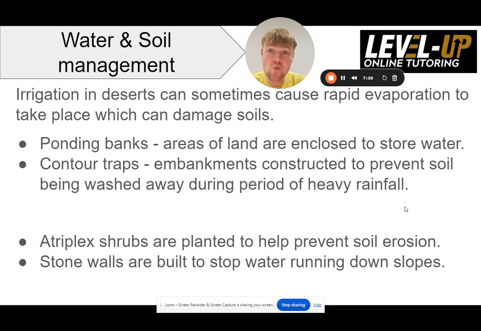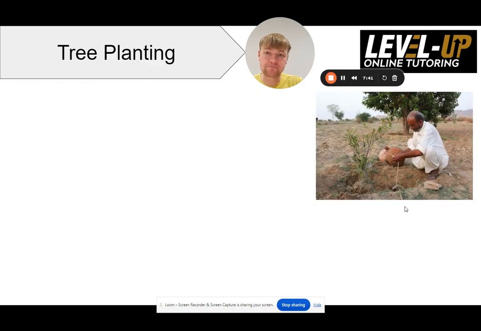Okay, stone walls, which we'll look at as part of appropriate technology as well, are also built to try and stop water running down slopes. So again, helping to store the water, but also prevent that kind of soil erosion and any sort of mini landslides from happening as well.